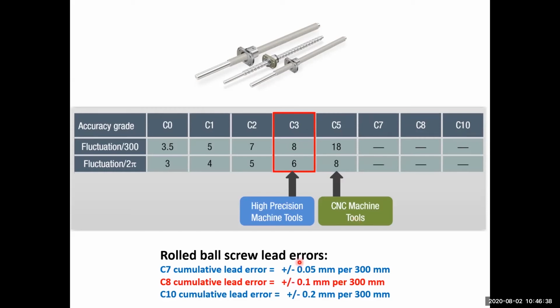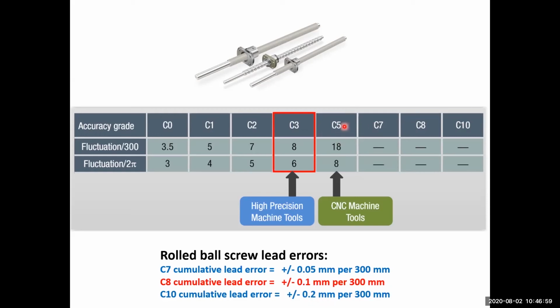Then come your rolled ball screws. The rolled ball screws are very coarse, I told you. 50 micron plus minus per 300. C8, 100 micron plus minus per 300. C10, plus minus 200 micron per 300.